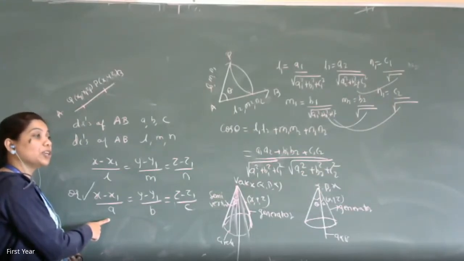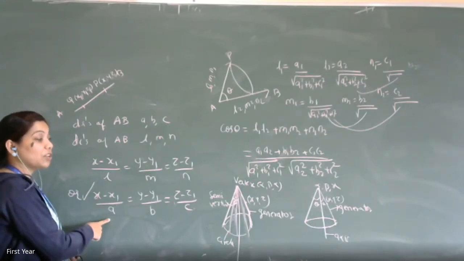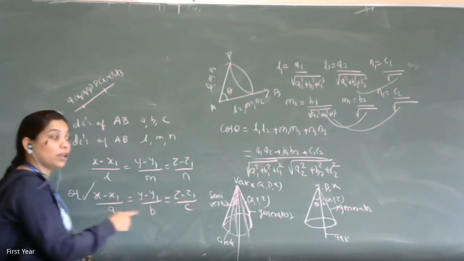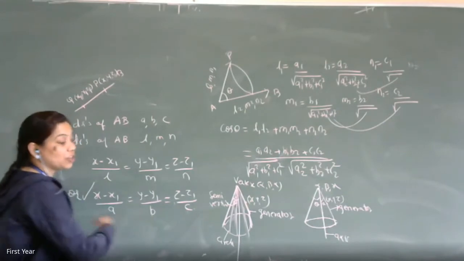Do you know the direction ratios of axis? What are those? Fixed direction ratios. These x minus x1, y minus y1, z minus z1 are for general. But what about a, b, c? Those are the fixed direction ratios of the axis.